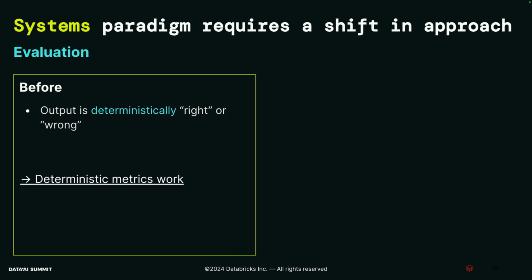On the evaluation side of things then, in the traditional ML view of the world, output is deterministically right or wrong. So coming back to our customer demand example, we have a ground truth of what historic demand was, and we can train against that and measure against it. So deterministic metrics such as RMSE, precision, recall, accuracy, they work in these scenarios.